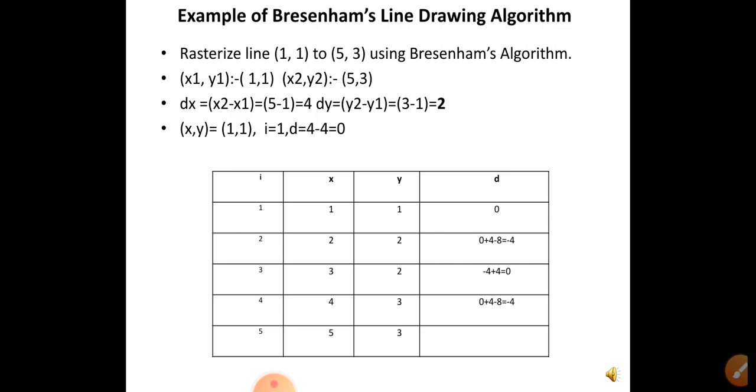Suppose a raster is given the line (1, 1) to (5, 3). By using Bresenham's line drawing algorithm, given x1, y1 = 1, 1 and x2, y2 = 5, 3, we find dx = 4 and dy = 3 minus 1 = 2. The initial point x, y is x1, y1, that is 1, 1. Now, what is the value of the initial decision parameter?